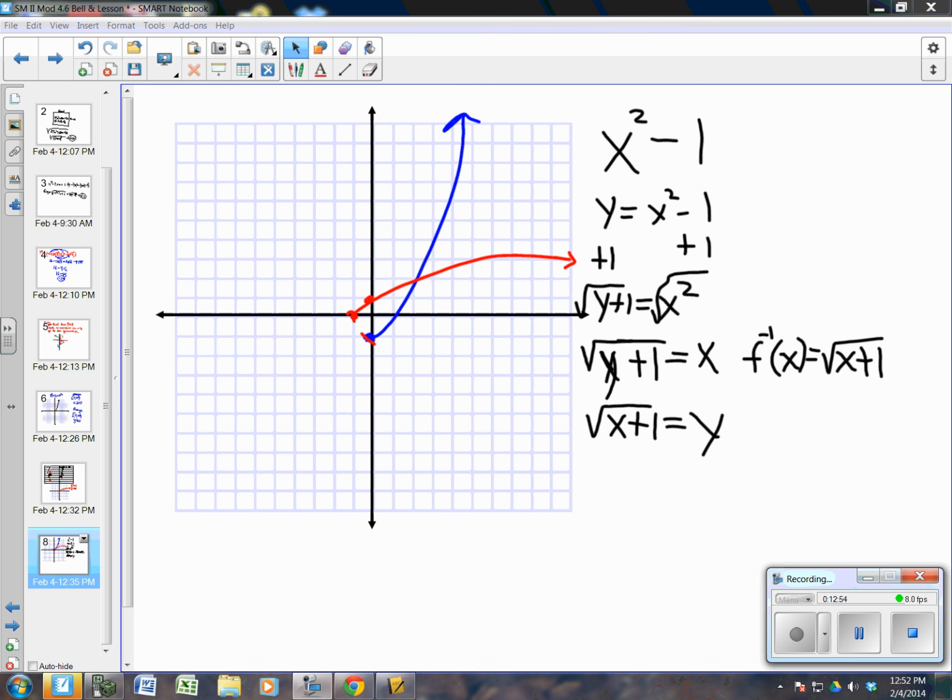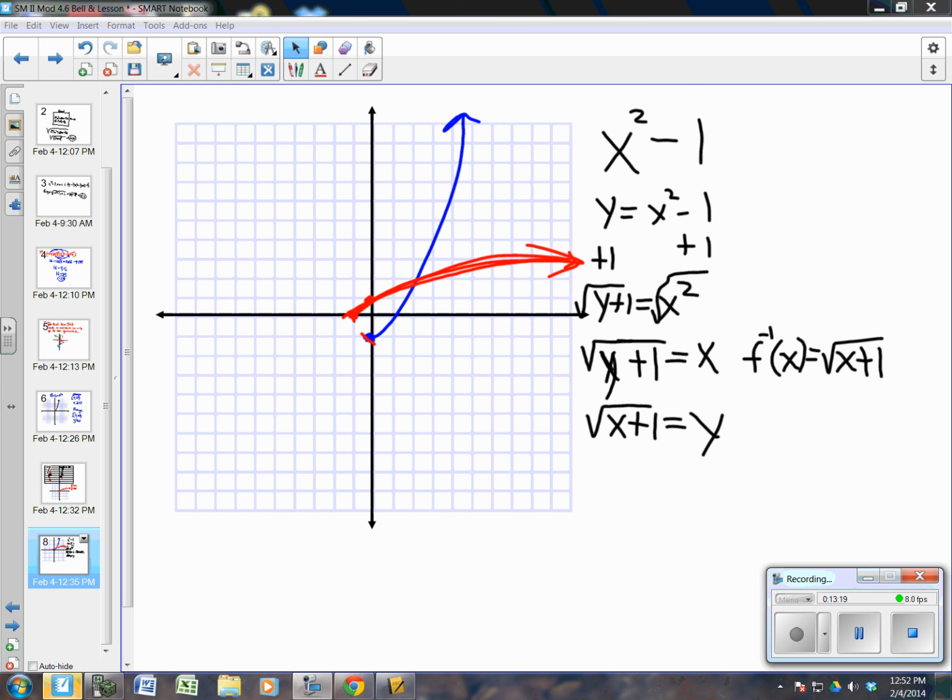And I had him write it in inverse notation: f inverse of x equals the square root of x plus 1. And that's the one that gave you this graph right here. So notice what kind of function it is. What kind of function do you think we call that? We call it a square root function.